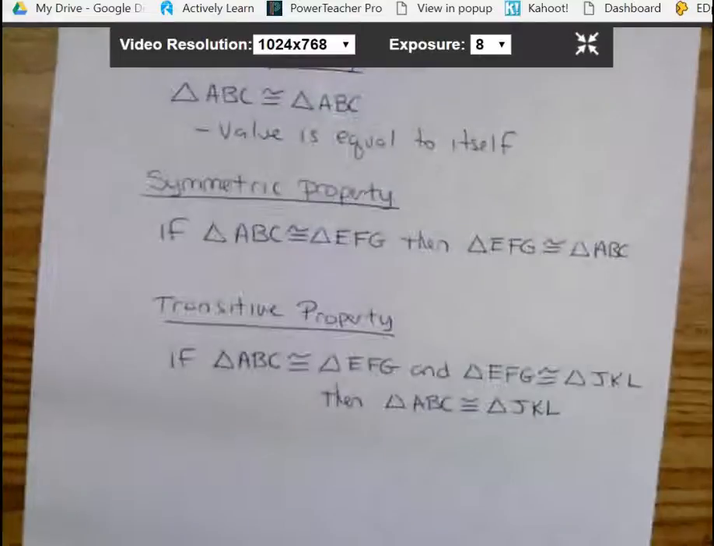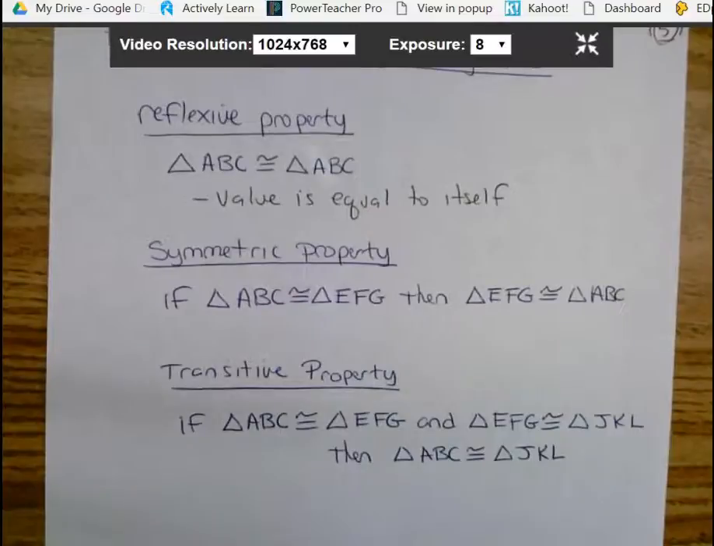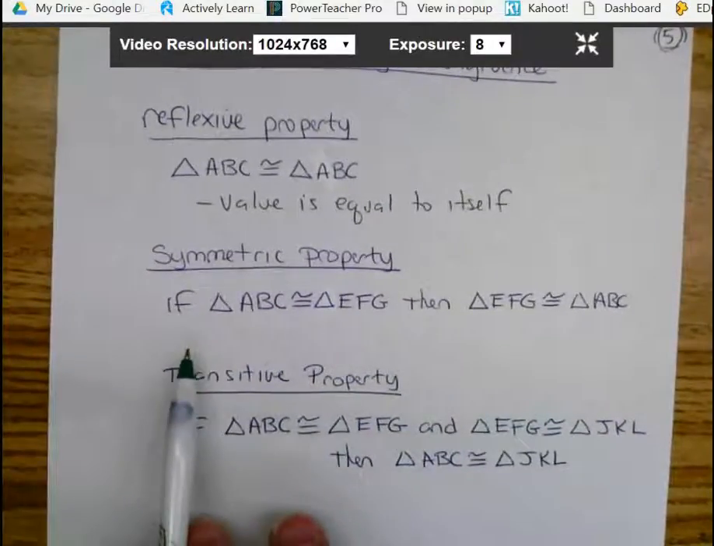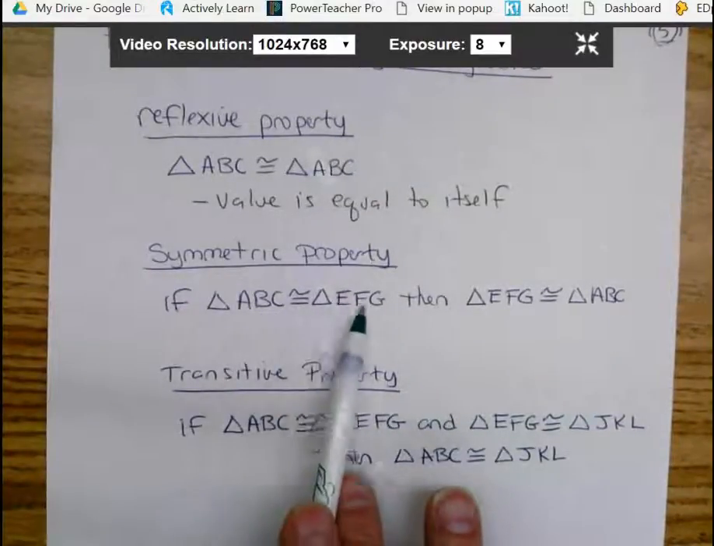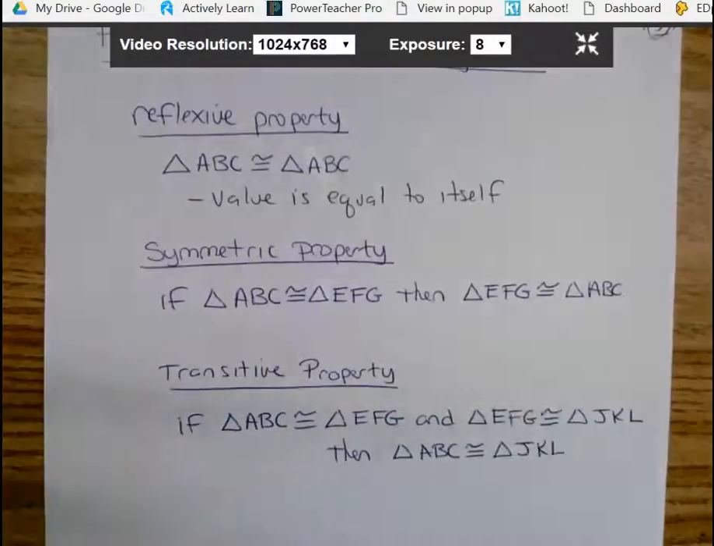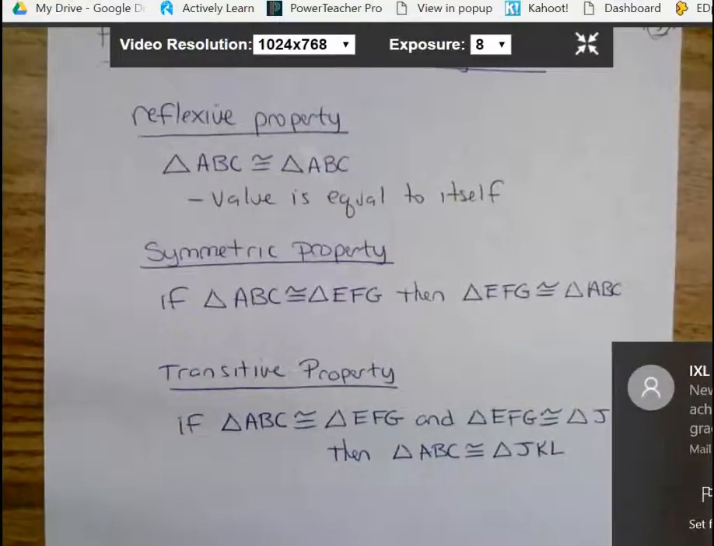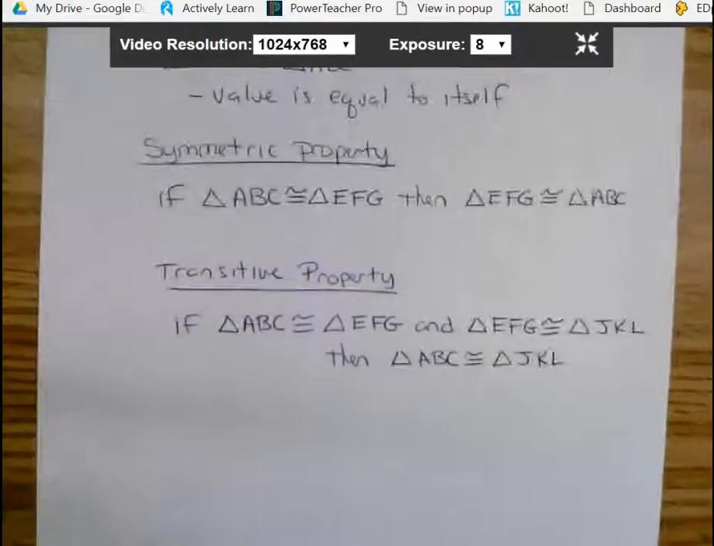Okay. And just a reminder about some of these properties and what they mean. The reflexive property we already talked about. The symmetric property says that if triangle ABC is congruent with triangle EFG, then triangle EFG is congruent with ABC. So the order that we say them in, or the order they're presented in, doesn't matter. They're still the same. Wherever you put the line of symmetry and divide them, it doesn't matter. They're the same.